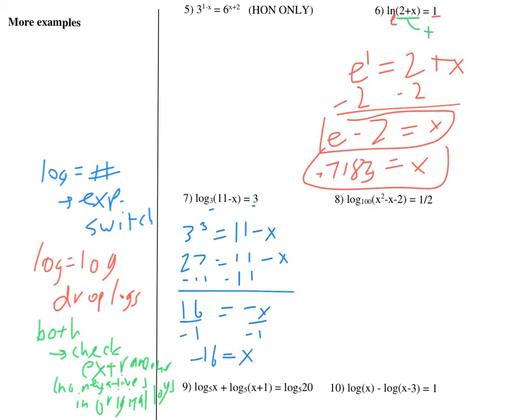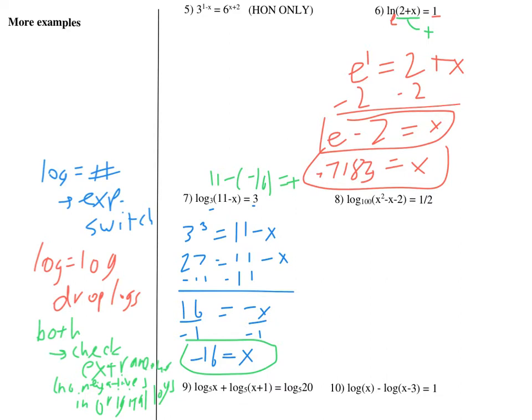Now, let's check it for extraneous. Some of you may be thinking, oh, that's negative, that must be extraneous. But if you actually plug it in here, it's 11 minus negative 16. That's actually a positive because it's a minus to plus thing. So that means this answer actually is correct. Although the x value is negative, when we actually plug it in, it's a positive inside that original logarithm.